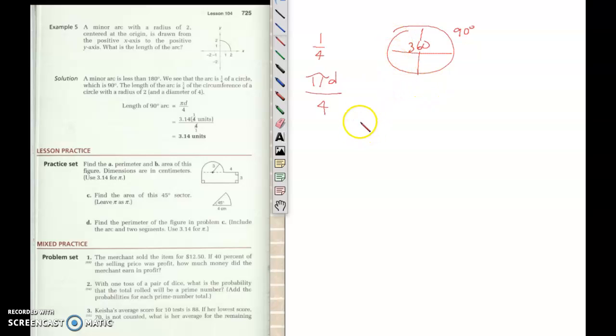So let's go ahead and plug in what we have. We have 3.14 times the diameter. Well, the diameter is not 2, but it's 2 times the radius, 2 times 2. So 3.14 times the diameter of 4, which is 2 times the radius, divided by 4. And here we can cancel this, we can cancel this, and we find that our answer is going to be 3.14 units, or whatever unit of measurement.